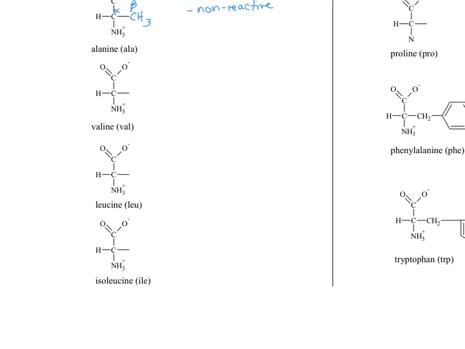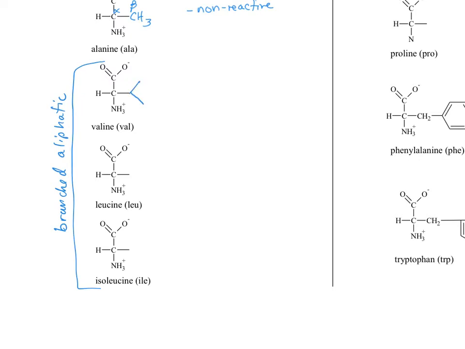The next 3 down here, we treat them all as a group. It's going to make it easier to remember them. They're called the branched aliphatic amino acids, and we treat them, like I said, as a group. Valine has a beta carbon, just like alanine does, but it also has 2 carbons attached to that.